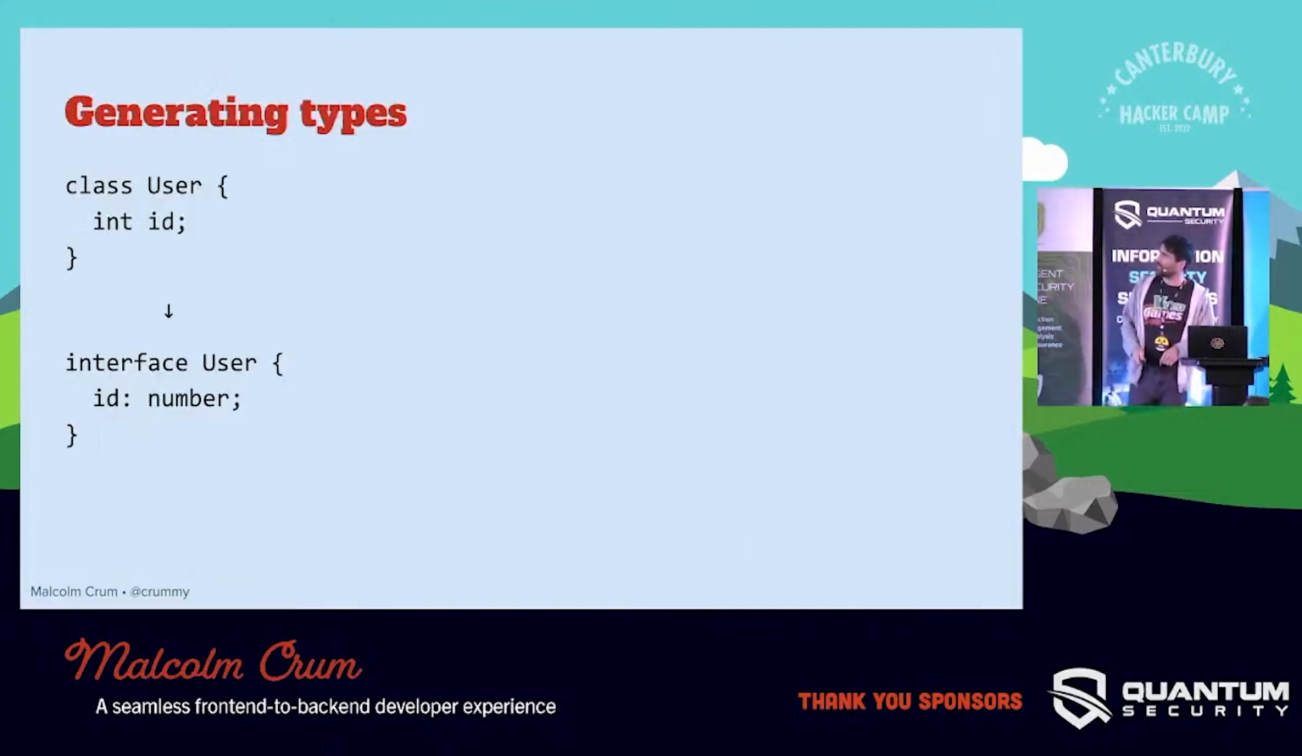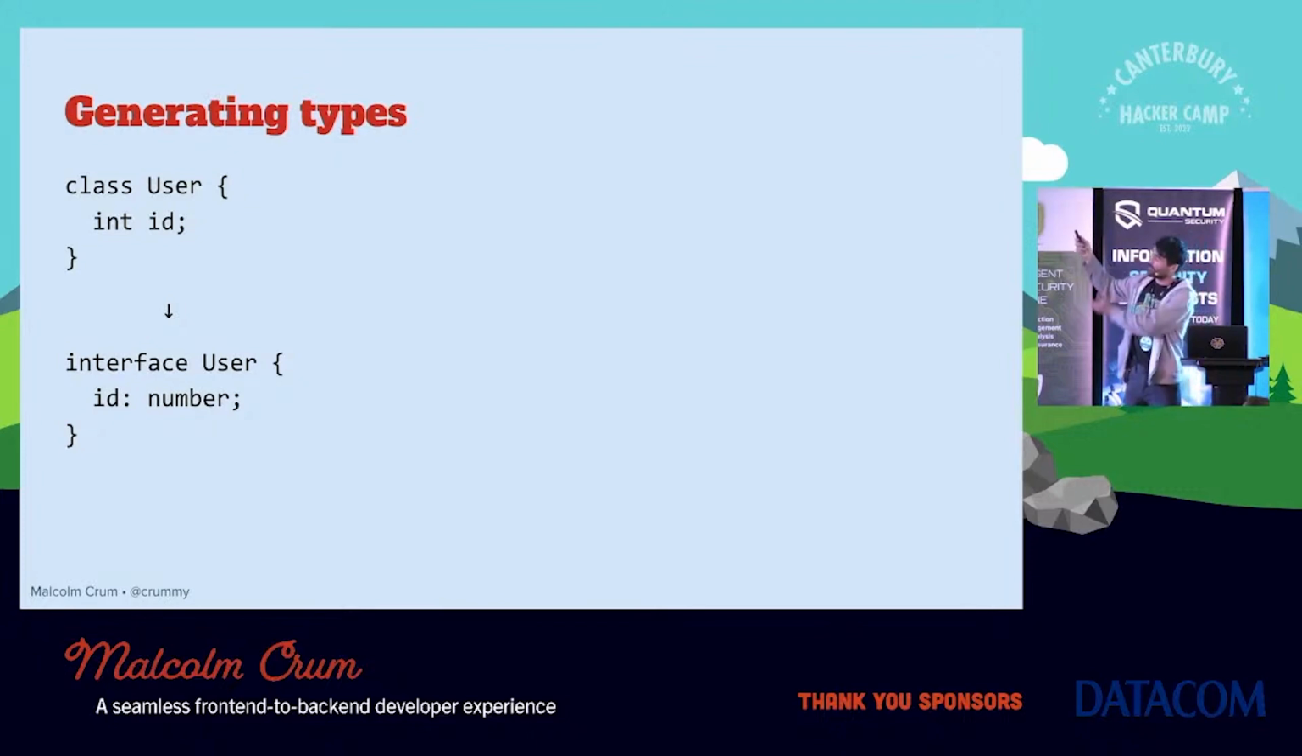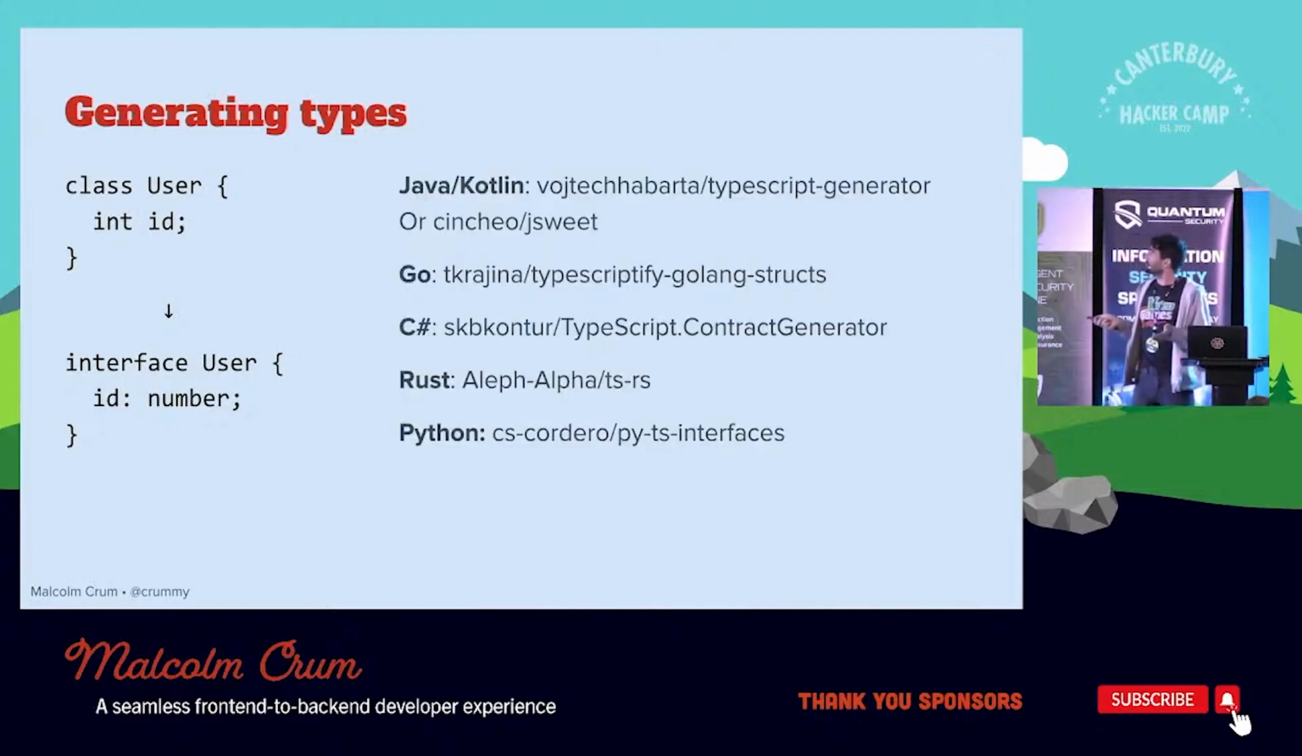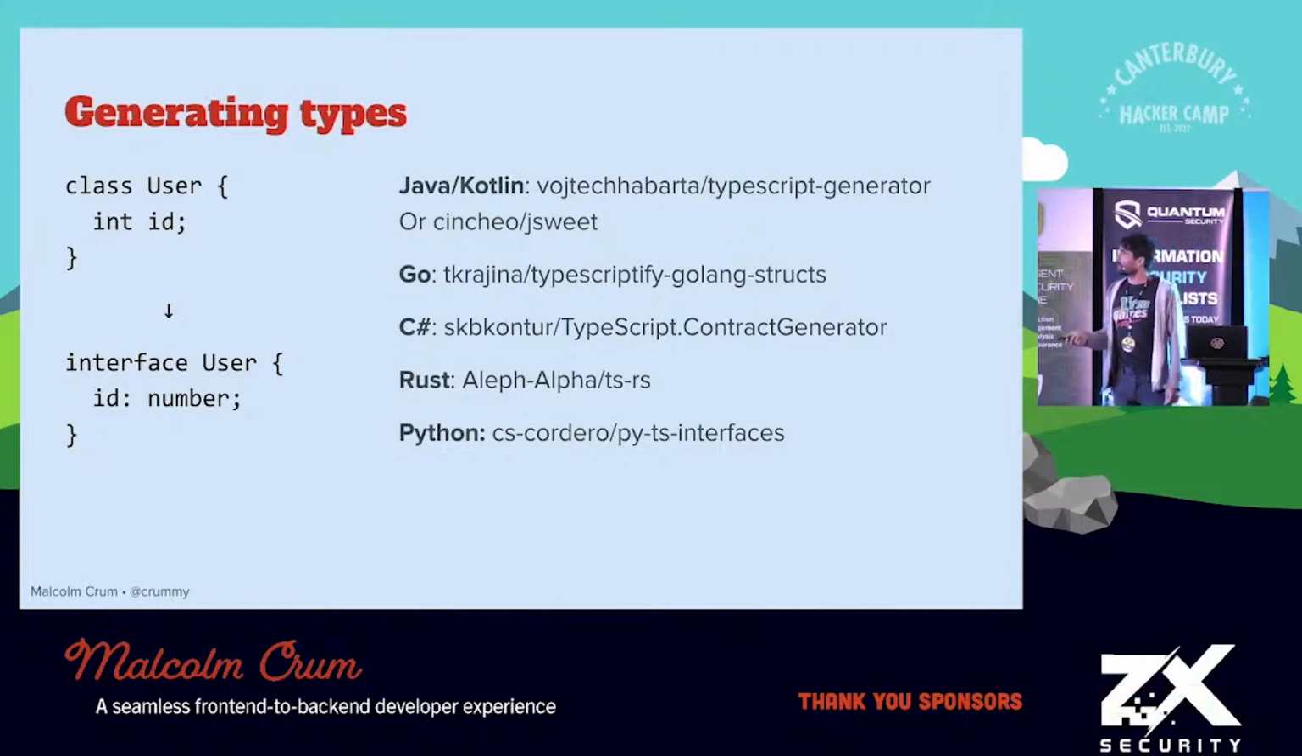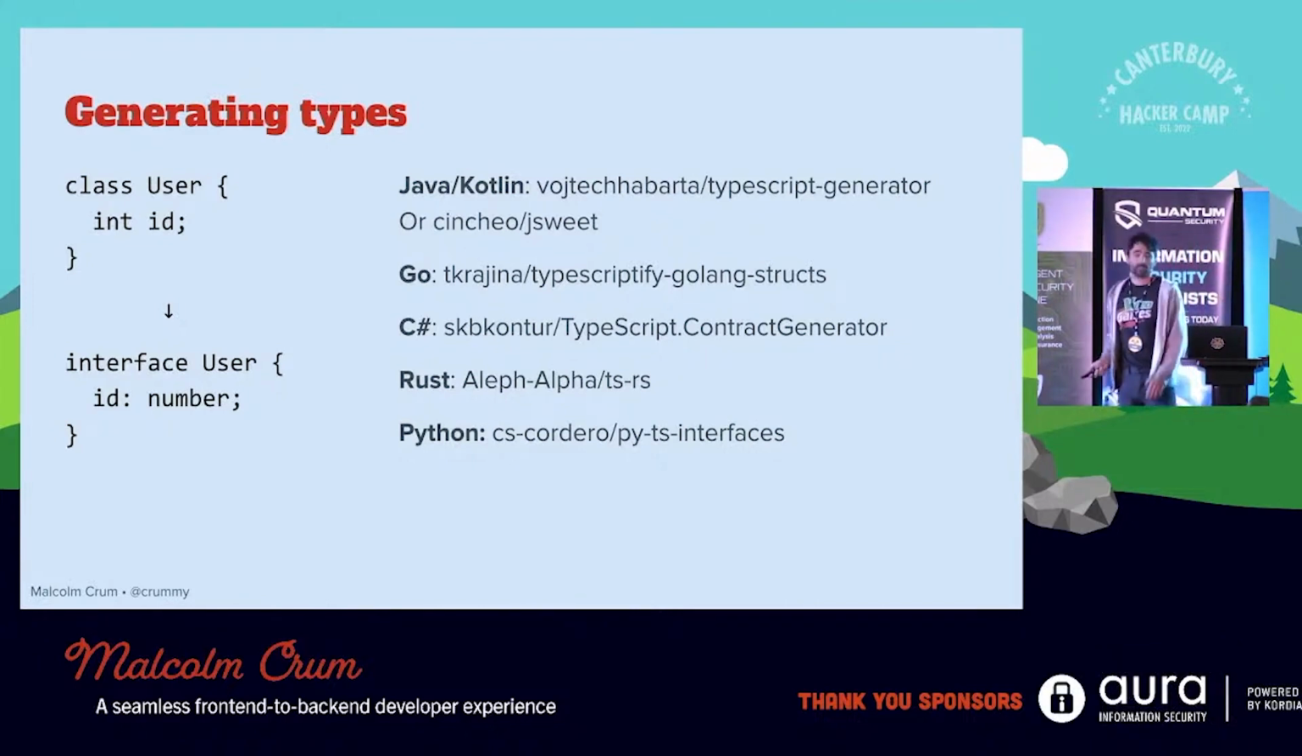So starting with that last bit, generating types is the scariest concept here. We have a potentially complex class in Java. We want to turn that into an interface. Luckily, we don't have to do this. This is actually a solved problem in every language that I looked up. There are plenty of solutions out there that will take any number of classes and turn them into TypeScript interfaces. I'm in the Java realm, so we're using a TypeScript generator, or whatever you're using.